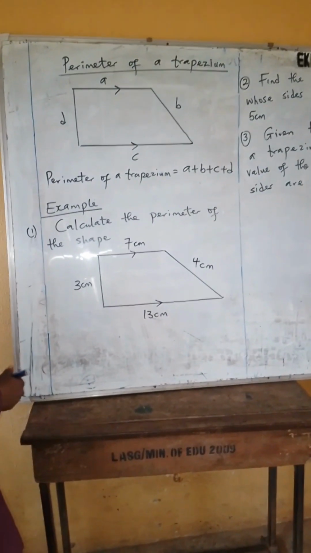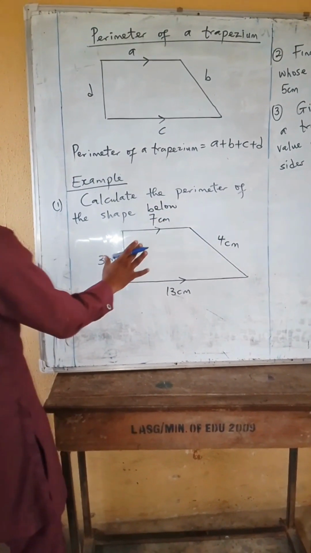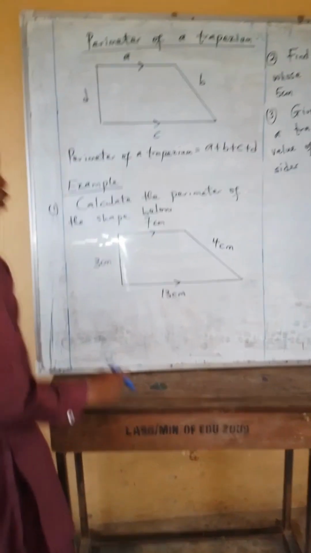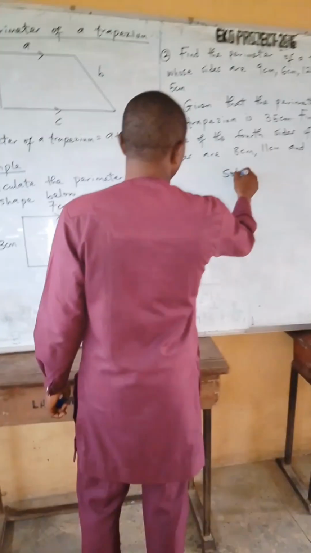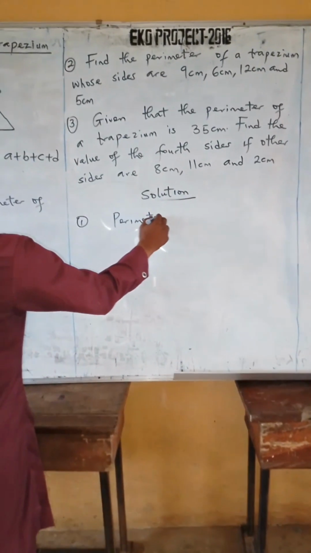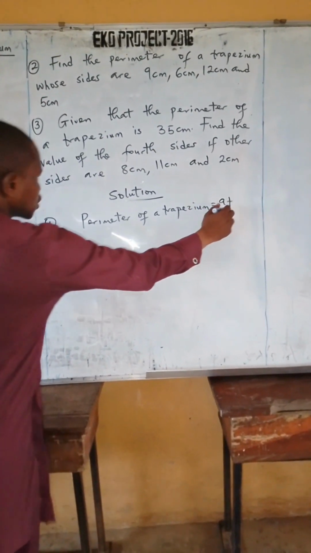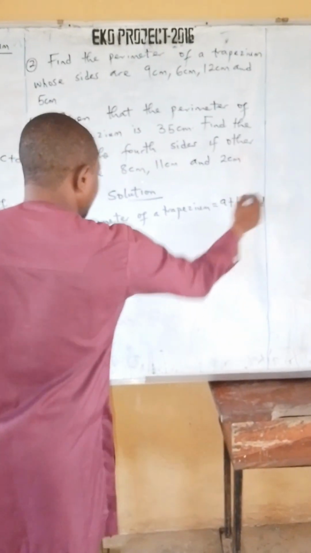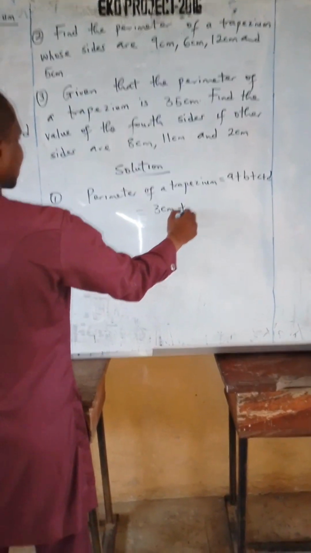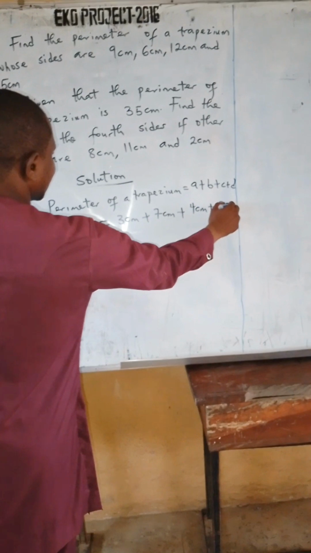Number one, calculate the perimeter of the shape below. Looking at this shape, this is a shape of a trapezium. So for us to find its perimeter, don't forget we have to apply the formula. Perimeter of a trapezium is equal to A plus B plus C plus D. So from what we have here, all we need to do is to add it together. So we are going to have 3 centimeter plus 7 centimeter plus 4 centimeter plus 13 centimeter.